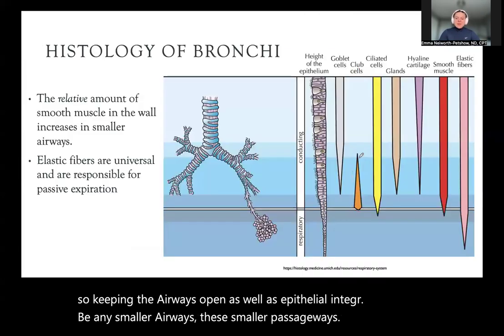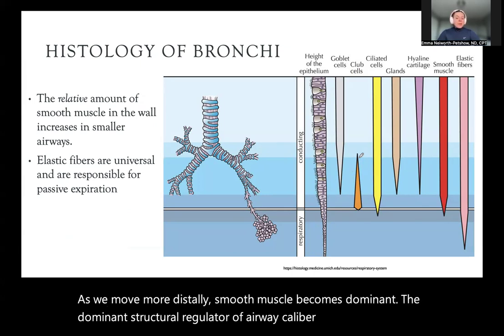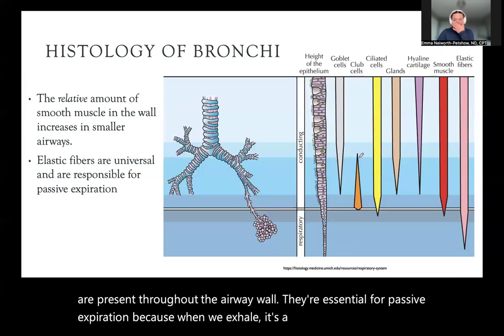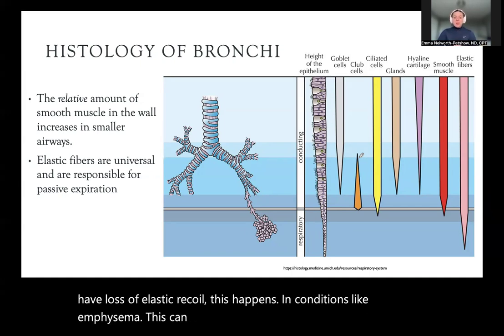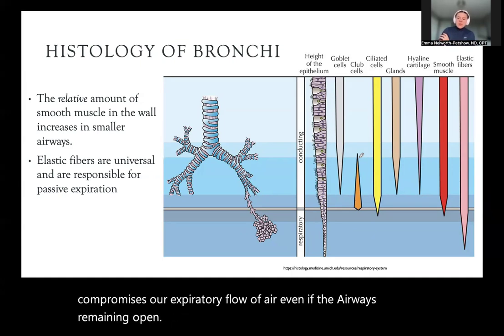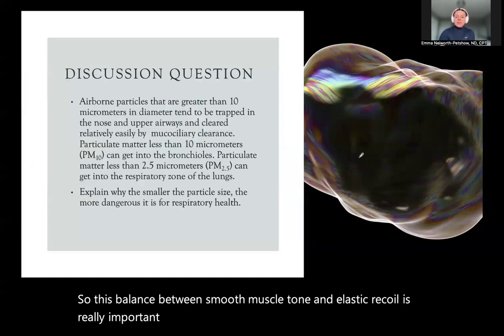As we move more distally, smooth muscle becomes the dominant structural regulator of airway caliber. Our elastic fibers are present throughout the airway wall. They're essential for passive expiration because when we exhale, it's a passive process. Loss of elastic recoil happens in conditions like emphysema. This can compromise our expiratory flow of air, even if the airway is remaining open. So this balance between smooth muscle tone and elastic recoil is really important for normal ventilation.